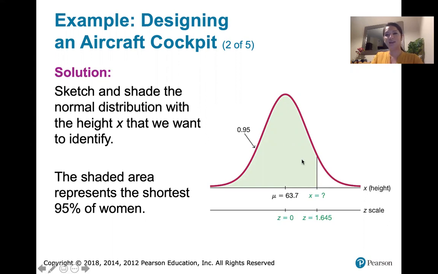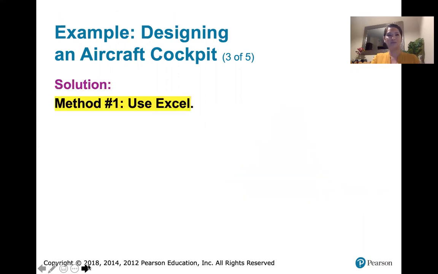Okay, so I know that the area to the left is 0.95, and I want the X value that goes with it. One way that I can find that is using Excel. So first I'm going to show you how to use Excel. There is a function that will allow you to find that X value called norm.inv. It's basically the inverse of that normal distribution function.